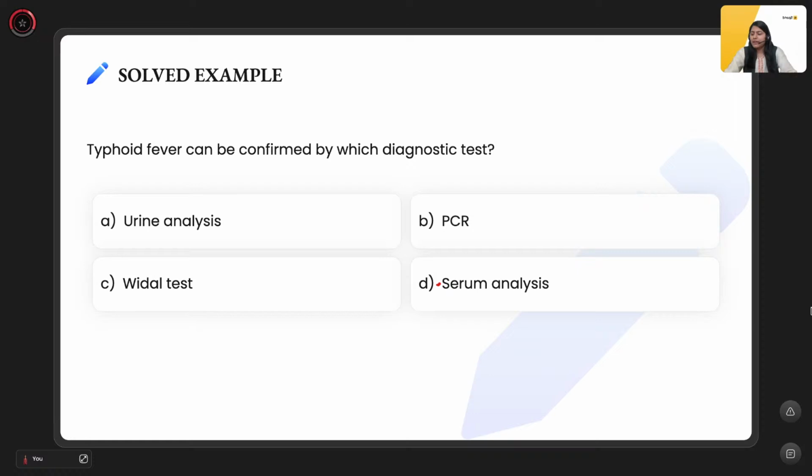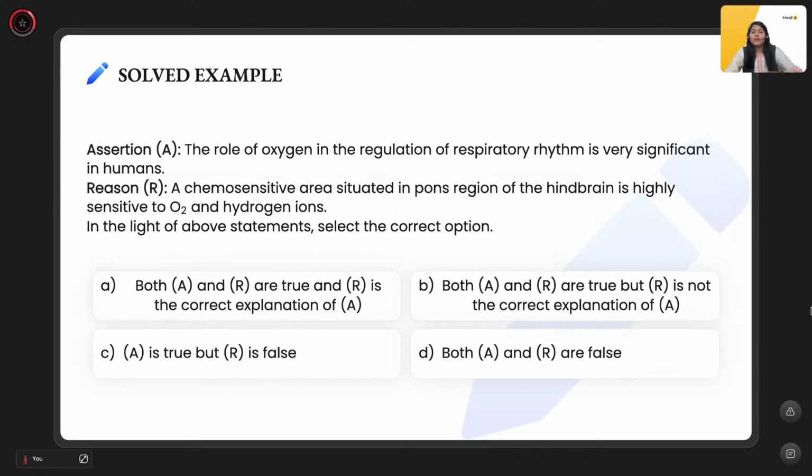Here you see, typhoid fever can be confirmed by which diagnostic test. Okay, so typhoid fever can be confirmed by which diagnostic test? It is the Widal test. Which test do we use for typhoid fever? We use the Widal test. Moving on.